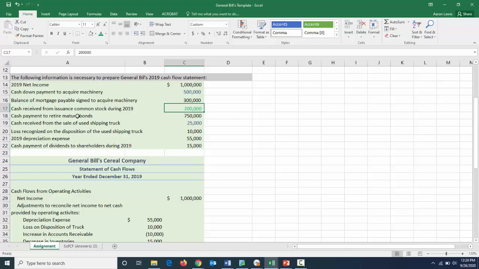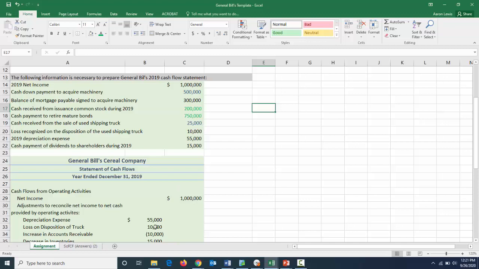We have the cash payment to retire maturing bonds. Bonds are long-term debt, and long-term debt goes in this section. Was cash involved? It was. We paid cash to retire these bonds, so we know that has to go in there. We already determined that the cash received from the sale of the shipping truck went in the investing section, so it can't go here as well.